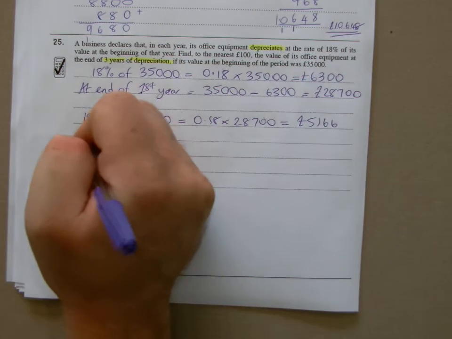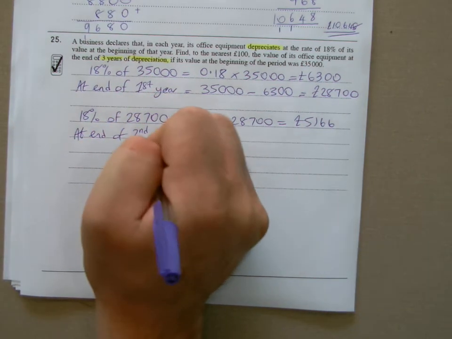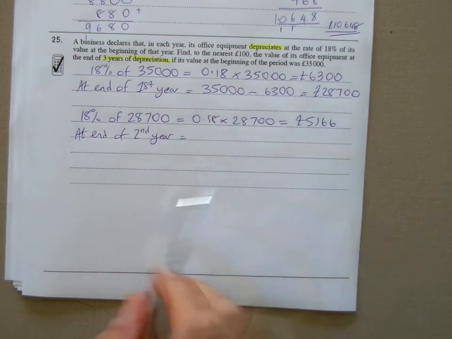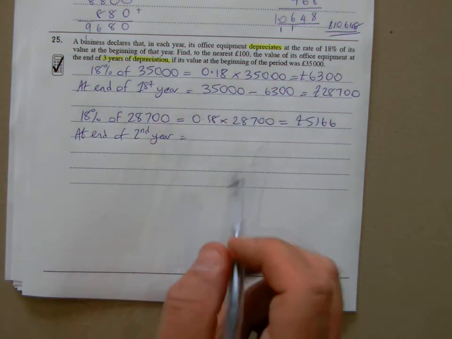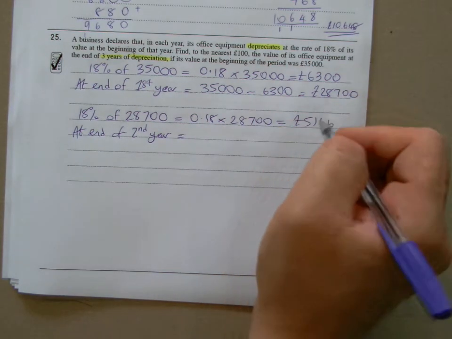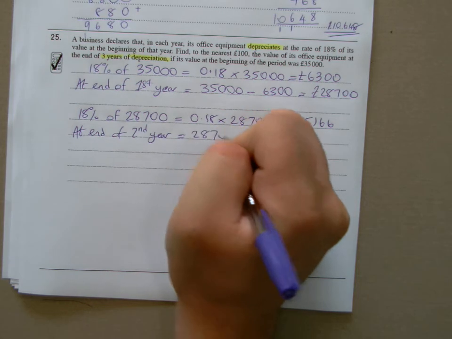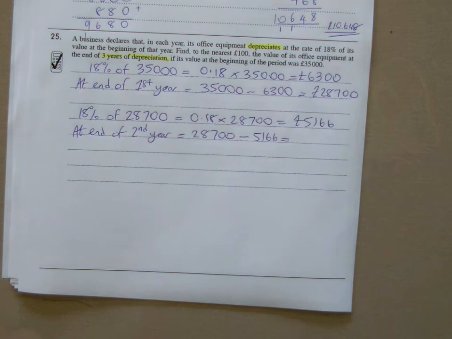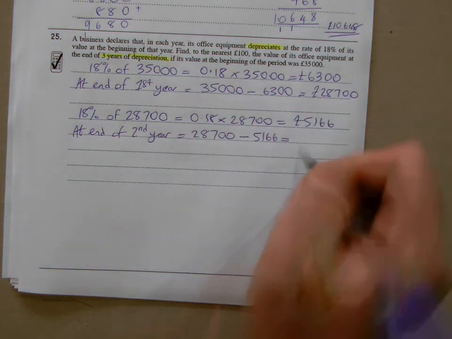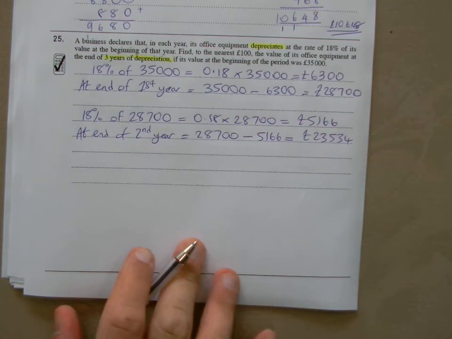So that's what it loses over the whole year. So at the end of the second year, try and think about the process: that's what it's worth at the start of the second year. At the end of the second year, 31st of December, it's lost that in value. So we started with that at the start of the year, and this is lost value, so you take away. We do 28,700 take away 5,166, and that comes to 23,534. So that's the end of the second year.